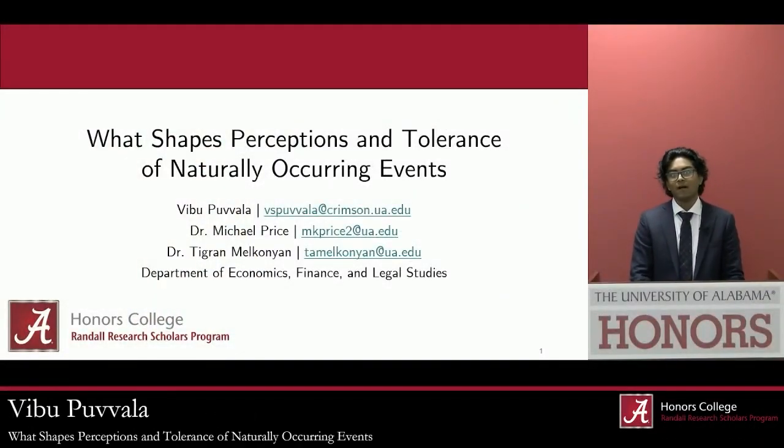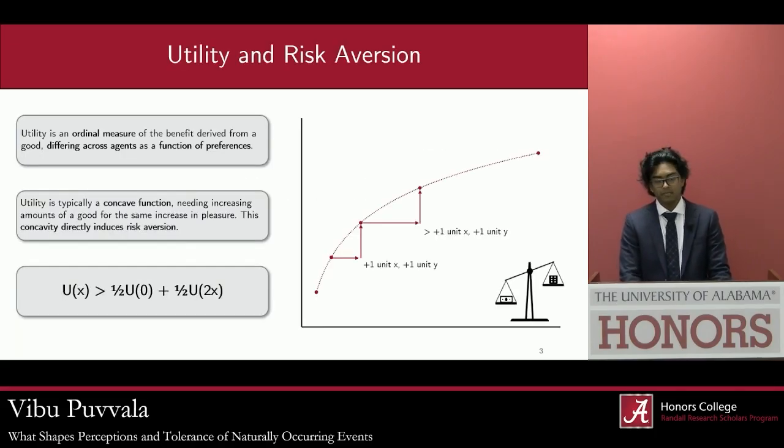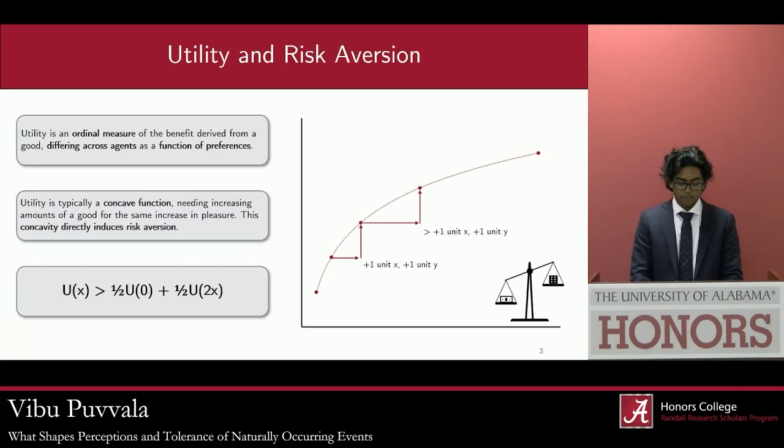Hi, my name is Vibu Puvvala, and today I'll be talking about what shapes perceptions and tolerance of naturally occurring events. This project was conducted with Michael Price and Tigran Melkonyan of the Department of Economics here at the University of Alabama.